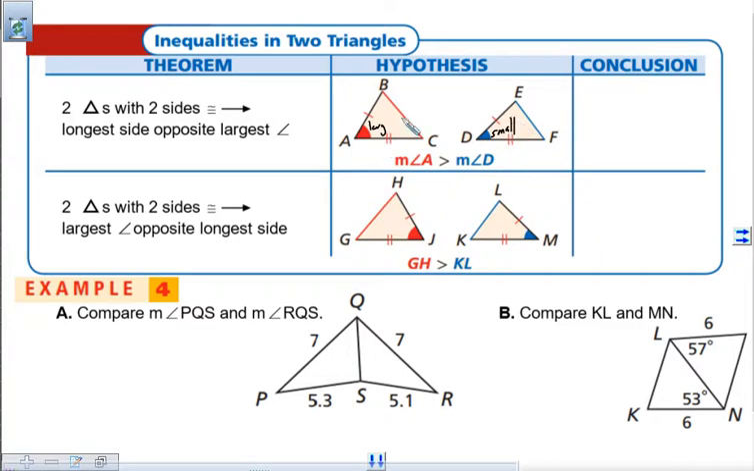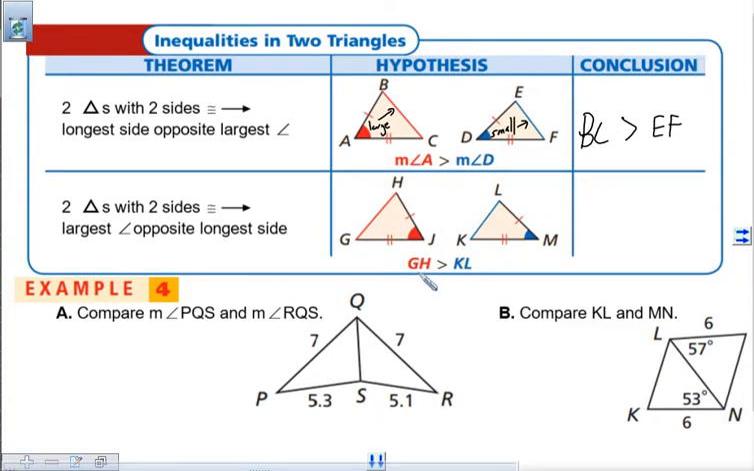That means that the side across from angle A, which is BC, is larger than the side that's across from angle D, which is EF. So the length of BC is greater than the length of EF. We know that the converse of this is true as well.